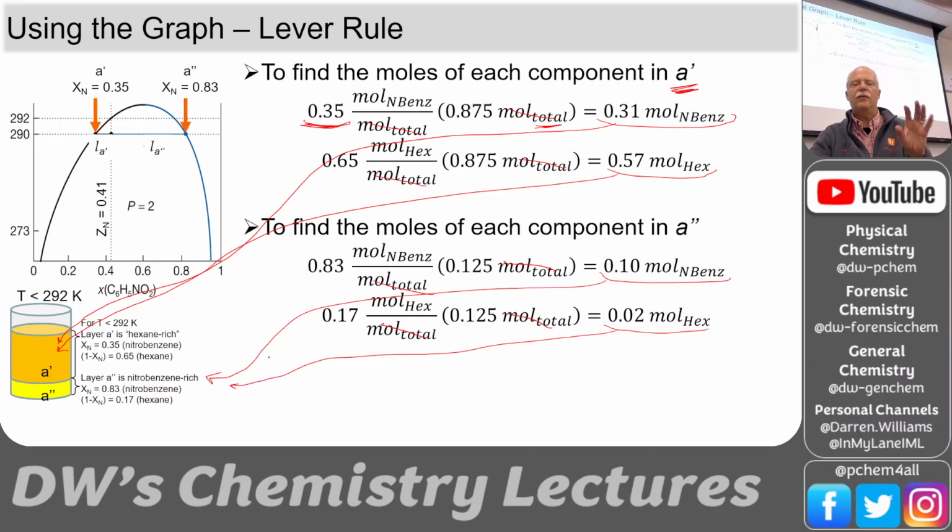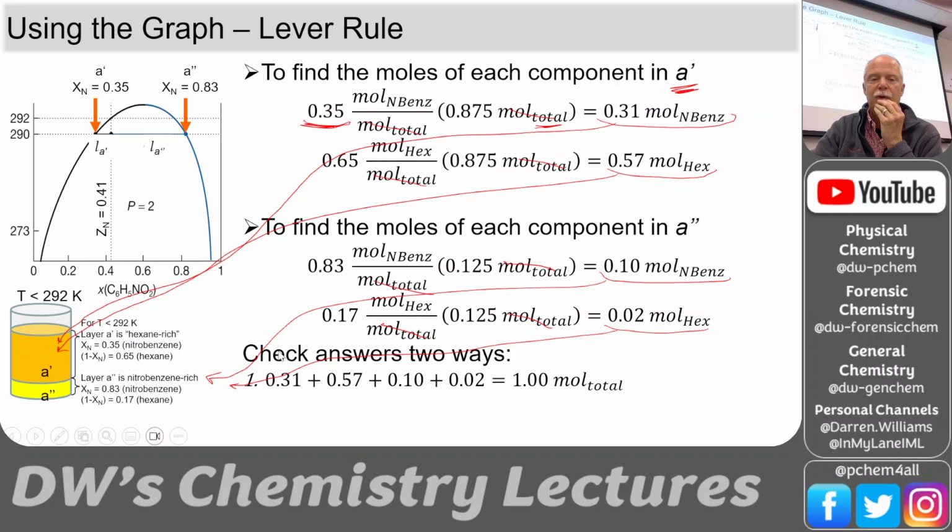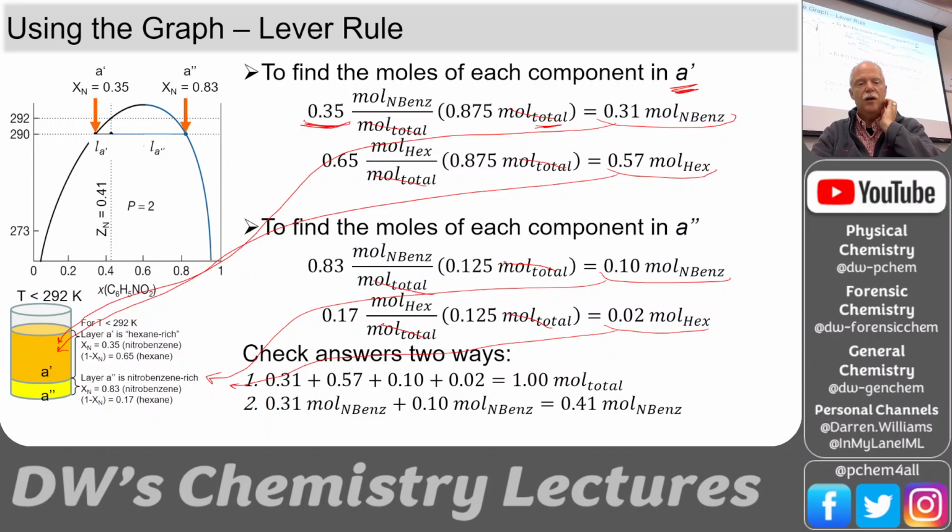Now the nice thing for lever rule problems is you can check your work at the end. You can add them all up, and they should all add up to 1. Okay. And so you can check it in 2 ways, 0.31 plus 0.57 plus 0.1 plus 0.02. That gives us 1 mole total, so that's good. All of our species add up to 1 mole, the total.